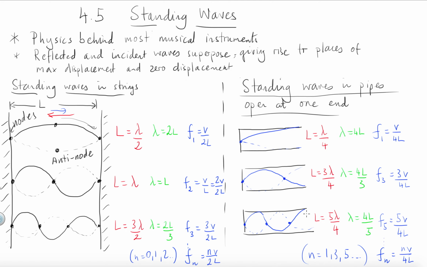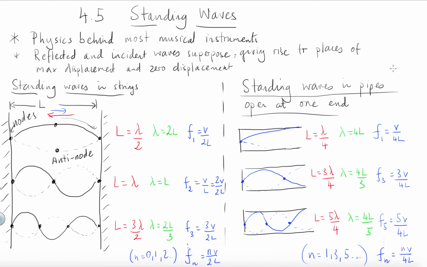The next time we hear a sound is in this situation. We have node, antinode, node, antinode, node, antinode. So the length corresponds to 5 lambda over 4, lambda equals 4L over 5, and f5 is equal to 5v over 4L. So the indices here, we can only have the odd harmonics. n can only be 1, 3 or 5, and we have this formula fn equals nv over 4L.